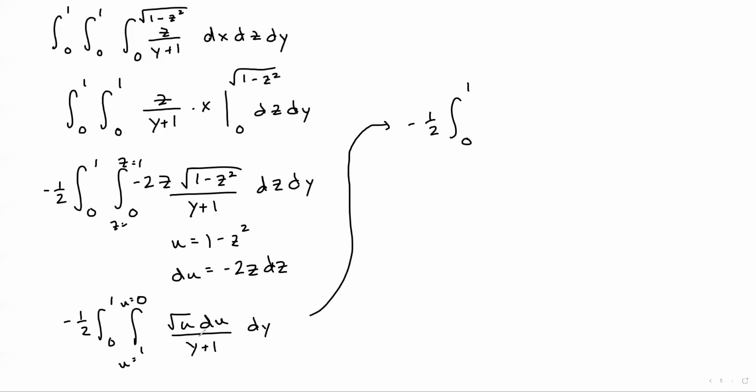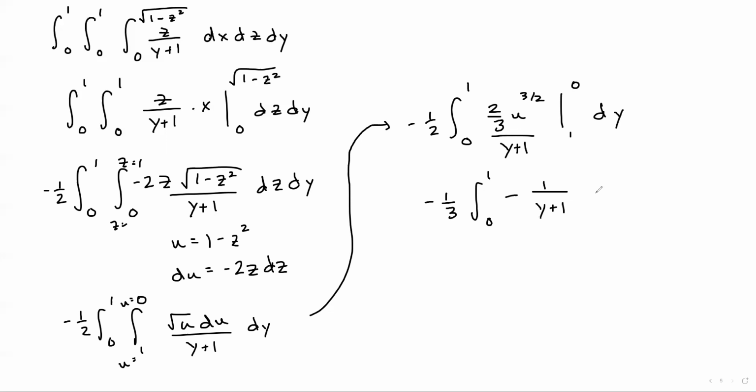So this is u to the 1/2. The antiderivative of u to the 1/2 is going to be 2/3 u to the 3/2. And then we've got 1 to 0 dy. And there should be a y plus 1 here in the bottom. All right, so we're going to have negative, take the 2/3, bring it out. So we're going to get negative 1/3, 0 to 1. And then you could pop in 0. When you pop in 0, you get 0, minus, and then you pop in 1 and you get 1. So we're going to have minus 1 over y plus 1 dy. You could pull a negative out. So we're going to have 1/3, integral 0 to 1 dy over y plus 1. And then the antiderivative of this is natural log of y plus 1.